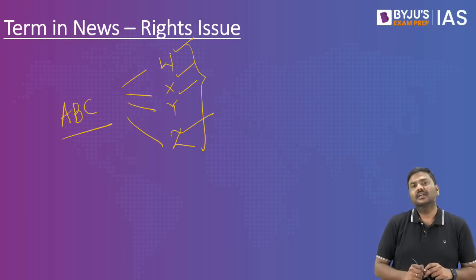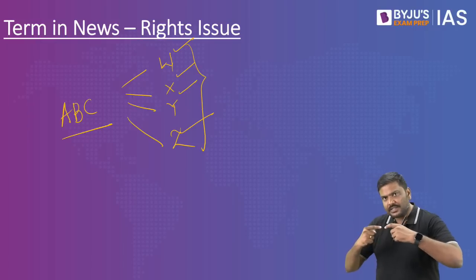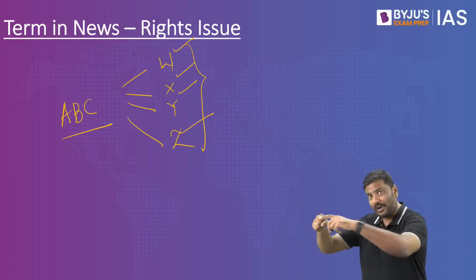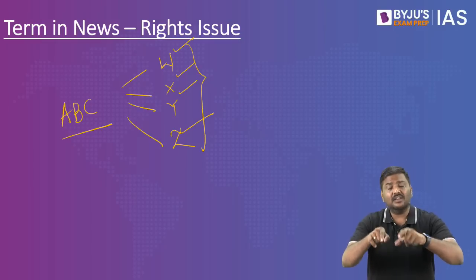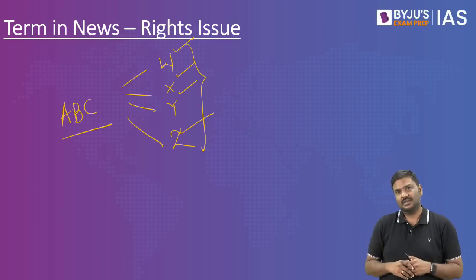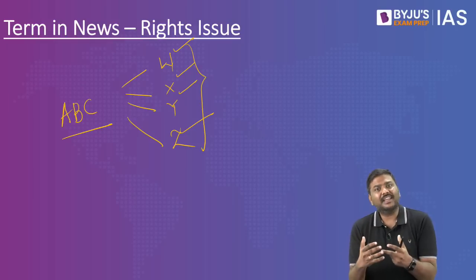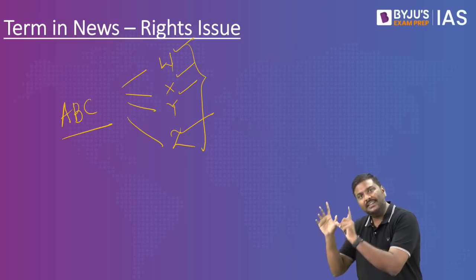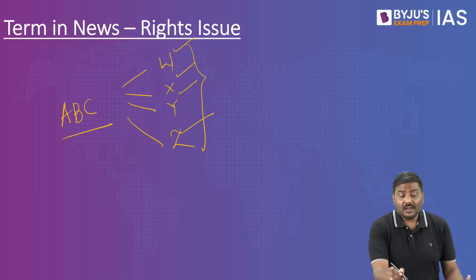I repeat, whenever you talk about rights issues, rather than issuing these particular shares or making them public for other investors, these shares are offered to the existing investors. And generally, these are offered at a discounted price. If these shareholders do not purchase them, then basically, these will be offered to other investors in the market. This is the basic idea of a rights issue.